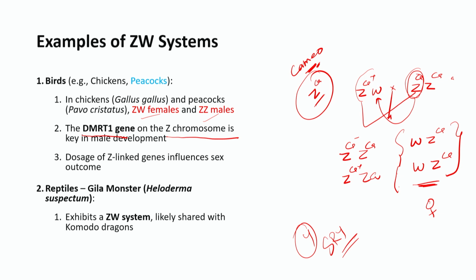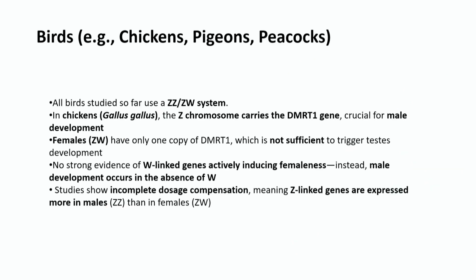And so the reptiles also follow a similar type of system, they exhibit the ZW system, and this is quite common. So in case of birds, all birds that we studied so far follow this ZZ and ZW system, right? And the Z chromosome here also carries the DMRT1 gene, which is crucial for maleness. And females have only one copy of the DMRT1 gene, which is not sufficient to trigger testis development, right?